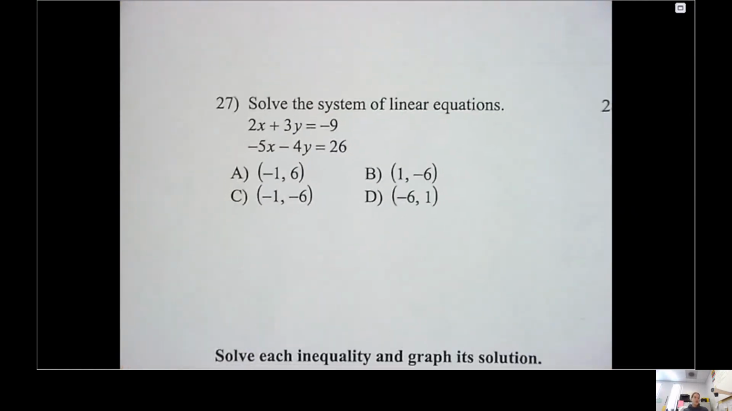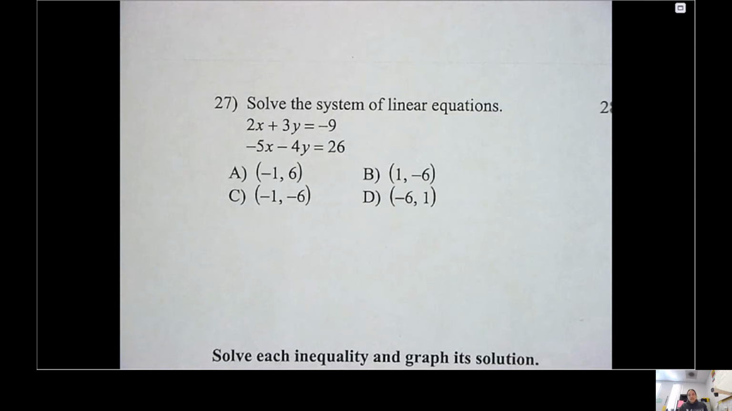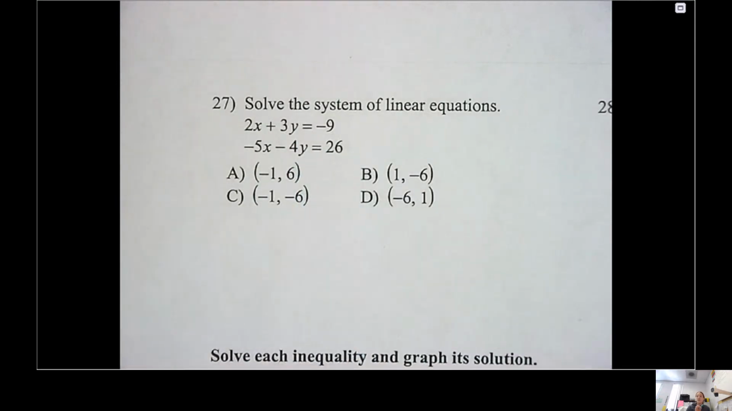All right. Solve the system of linear equations. So when it comes to solving systems, you've got a couple different ways. You can do elimination. You can do substitution. I personally like to do elimination just for all of them because I think it's the easiest. And elimination is when you try to either get the x's to match up with the same number or the y's to match up with the same number. So that way you can subtract them and cancel them out and only be left with one variable.